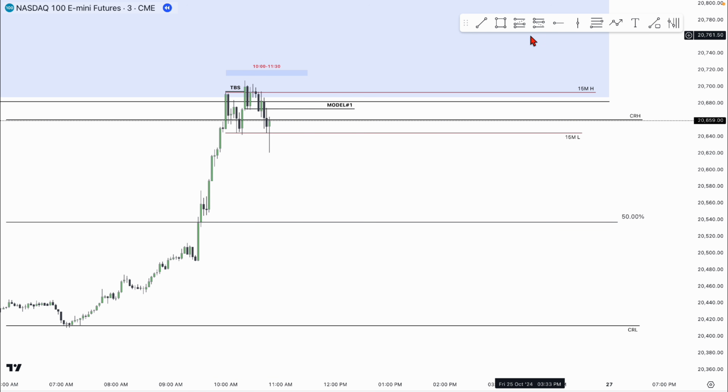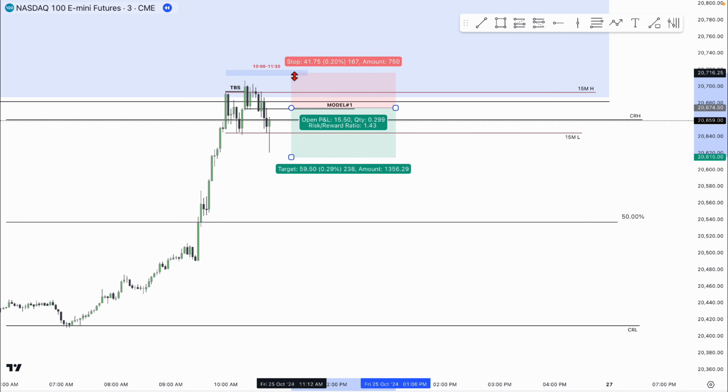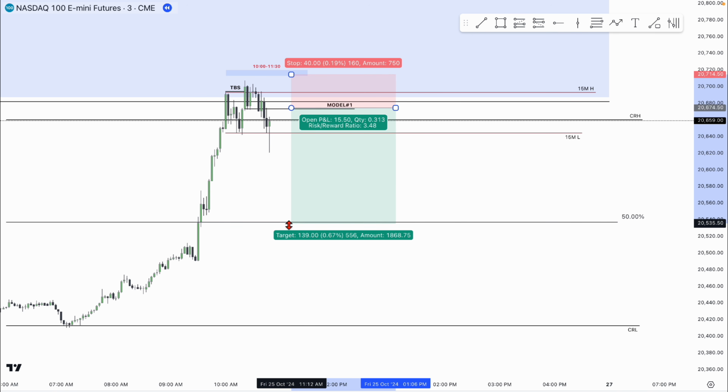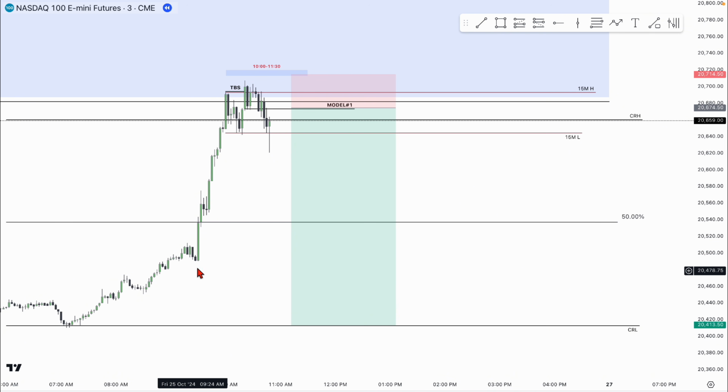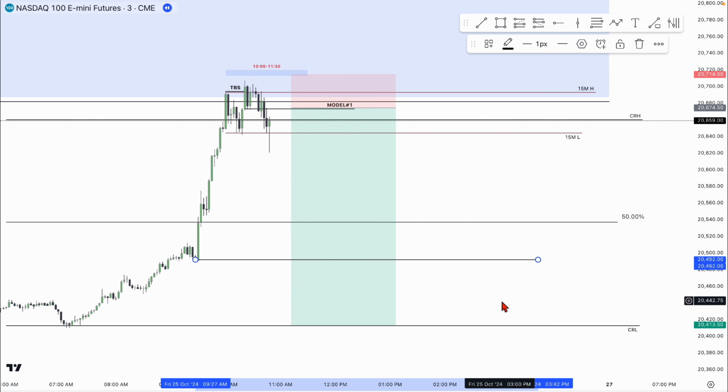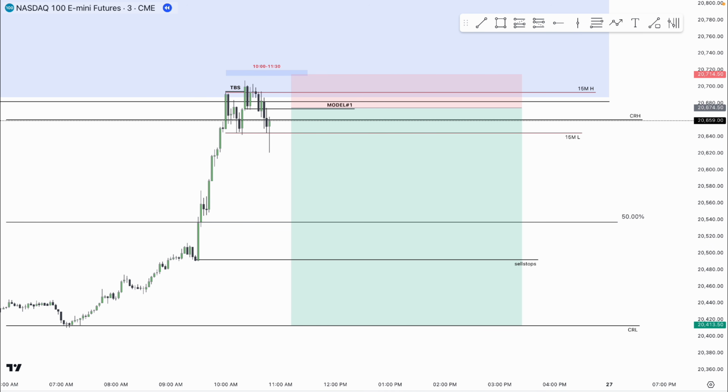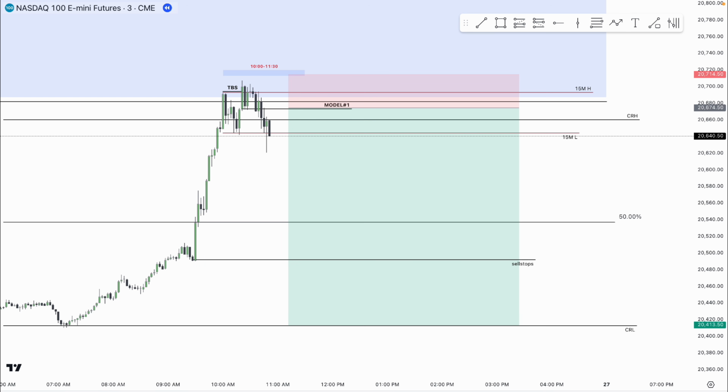From here, we will open our short position with a stop loss just above this swing, and we will target either the 50% level or the opposing end. We also have a liquidity pool here that we could target. Let's see how it plays out.